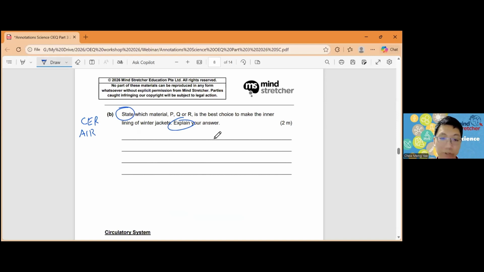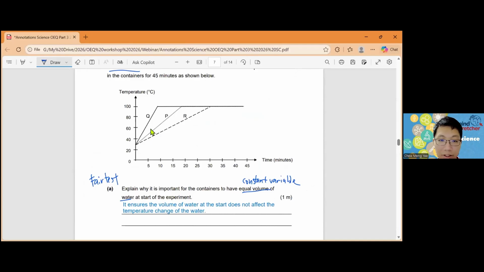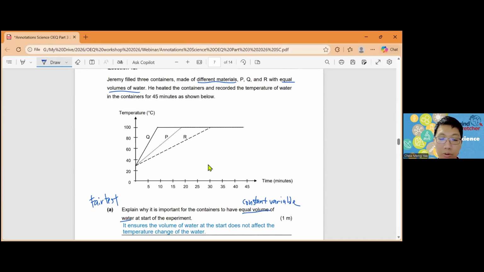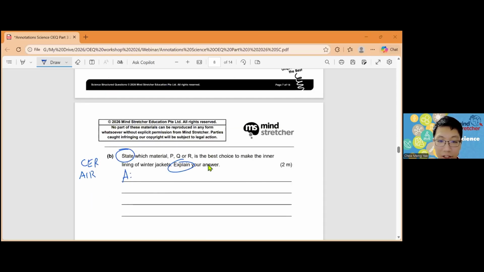So you answer the question first. State which material. So what is the material that you want to choose, and why? You choose first, P, Q or R. Choose R. Xavier says R. So we choose R. Now in the exam, please do not go and write AIR or CER. Don't write that in the exam. That one is for practice. In the exam, just write your answers. In your head, you know it's CER, AIR, whichever, but do not go and write it in the exam. So you know it's material R.